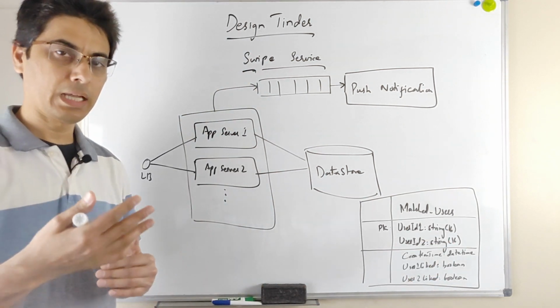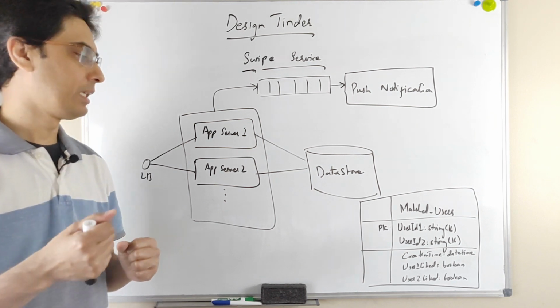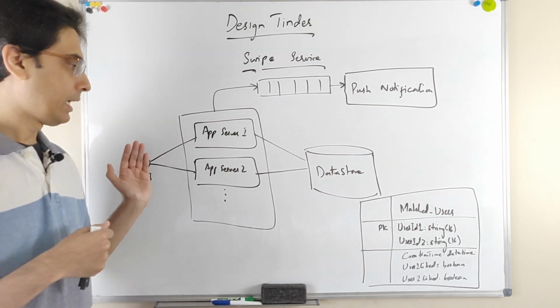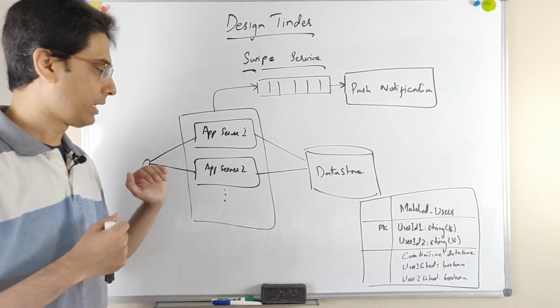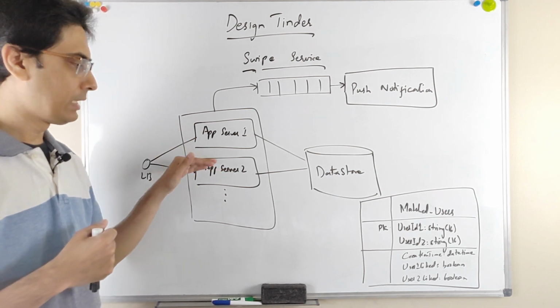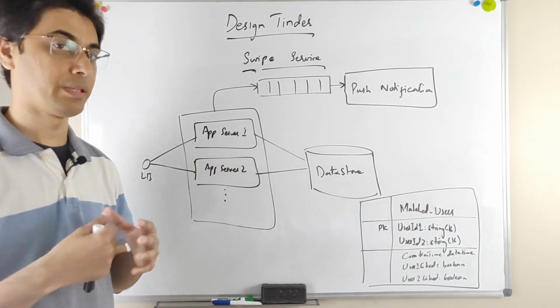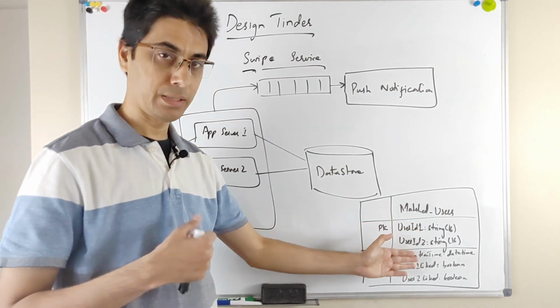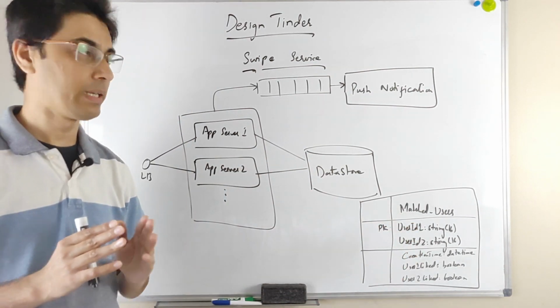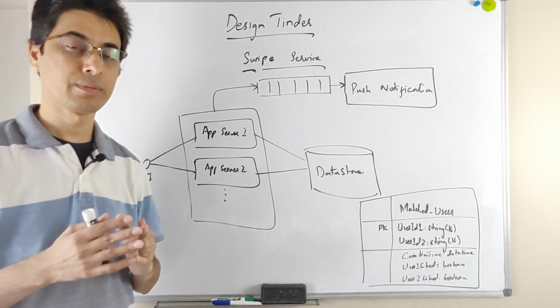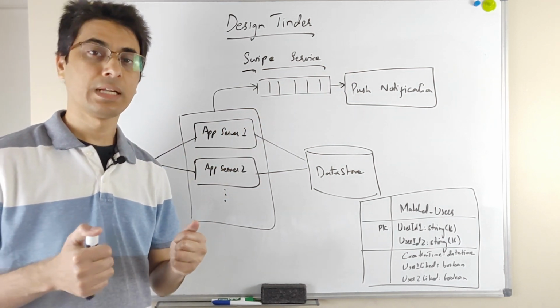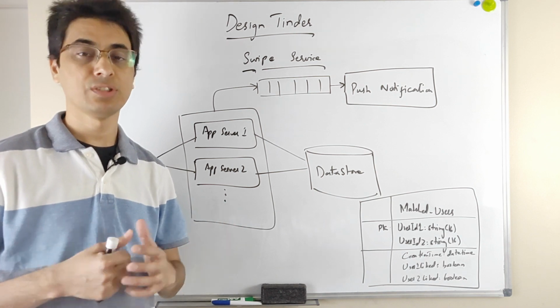Now at some point in the future, when user B likes user A, the call will come to one of the app servers, and the app server will check whether this information exists in the data store, and it will exist. In that case, it will update this record, and it will also send a message to the push notification service to notify both the users that now they can initiate chat messages with each other.